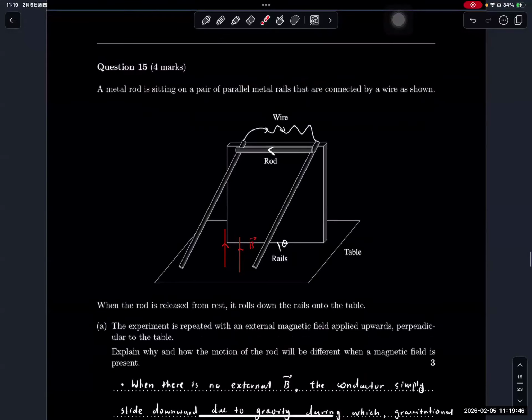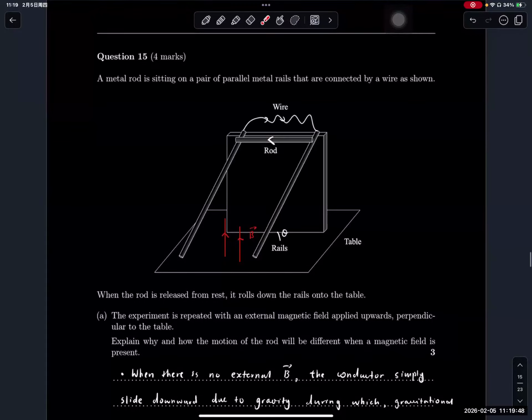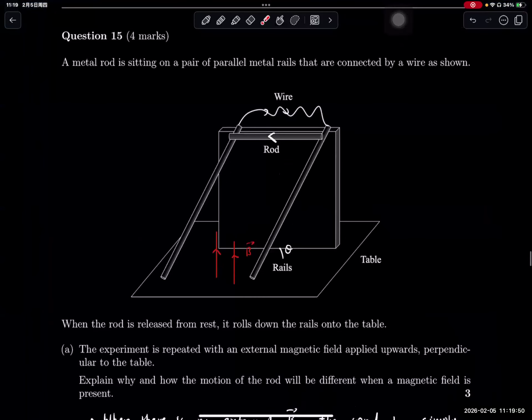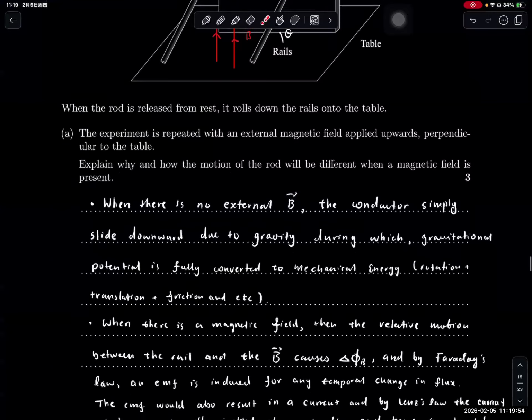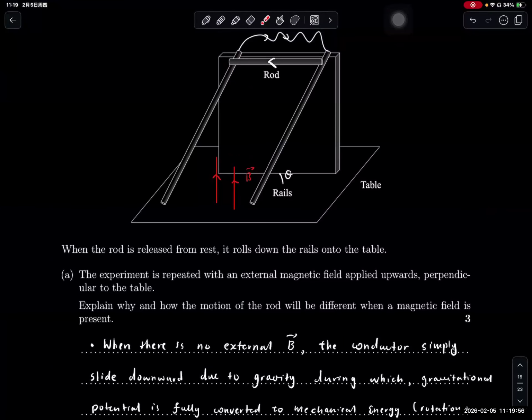Right, for question 15, a metal rod is sitting on a pair of parallel metal rails and connected to a wire as shown. Question A: the experiment is repeated with an external magnetic field applied upward, perpendicular. So it's two experiments. The first one is the rod just falls down due to gravity. The second one is the rod falls down due to gravity, while at the same time there's a magnetic field.